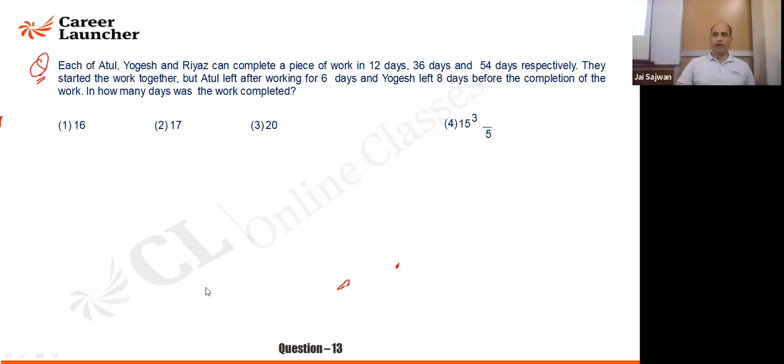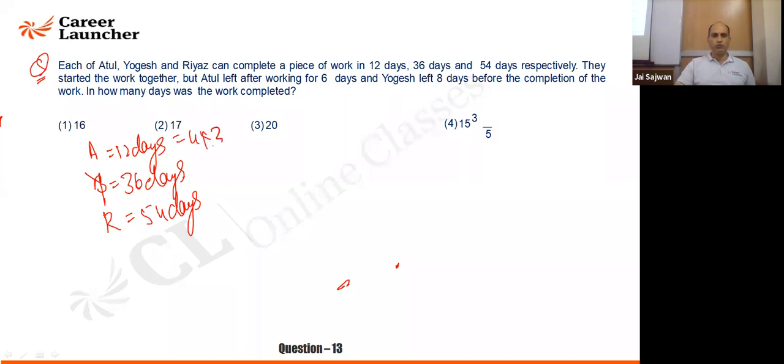Okay, here I go. I would like you to listen to me now. Atul, Yogesh, Riyaz can complete a work in 12 days, 36 days, and 54 days. So Atul does the work in 12 days. Yogesh can complete the same work in 36 days. And Riyaz completes that work in 54 days.